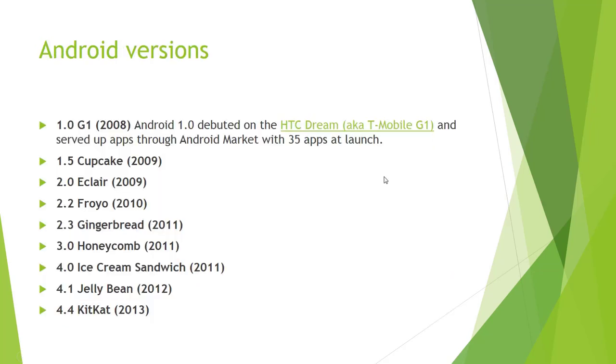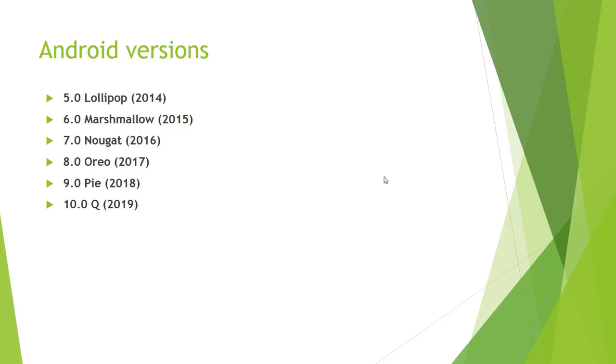Android versions. The first version of Android was released in December of 2008 with the HTC mobile and with 35 apps. Then version 1.5 Cupcake was released in 2009, and then versions 2 and 2.2 in 2010, then Gingerbread in 2011, then Honeycomb, Ice Cream Sandwich, Jelly Bean, Kit Kat, and then Android 5.0 Lollipop in 2014, and Android 6 Marshmallow in 2015, Android 7 Nougat, 8 Oreo in 2017, and now the latest version of Android is Android 10 or Q.